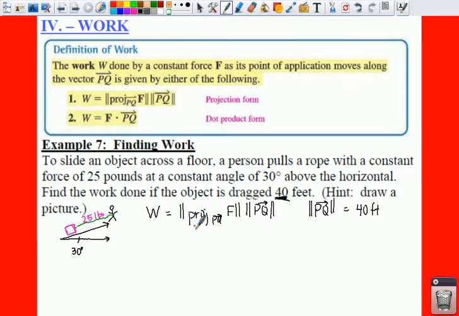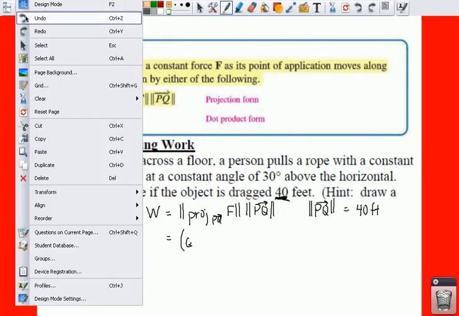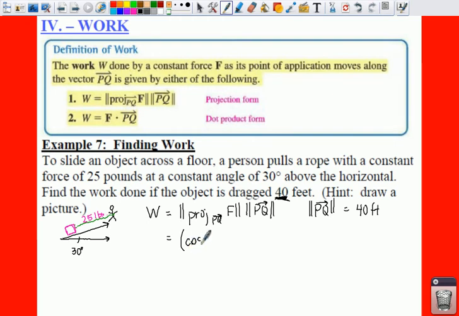So if we want to find the projection of PQ onto F, the way we do this is we take the cosine of 30. Now, why do we use the cosine? Your cosine is your horizontal distance. Since we are moving it horizontally, we have to use the horizontal component, which is cosine, not sine. The cosine of 30 degrees times your magnitude of F. So the magnitude of F is 25.